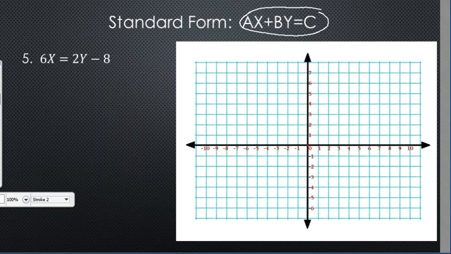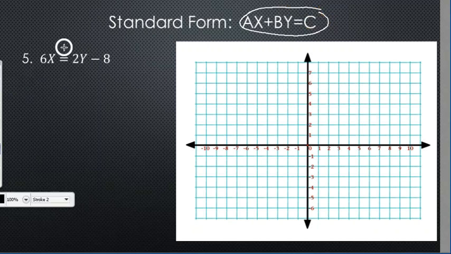So let's go ahead and take this equation right here. 6 times x equals 2 times y equals 8. And let's put it into standard form. Remember, in standard form, you have the term that has the x and the term that has the y, both on the left side of the equation, and then your constant term is on the right side of the equation.